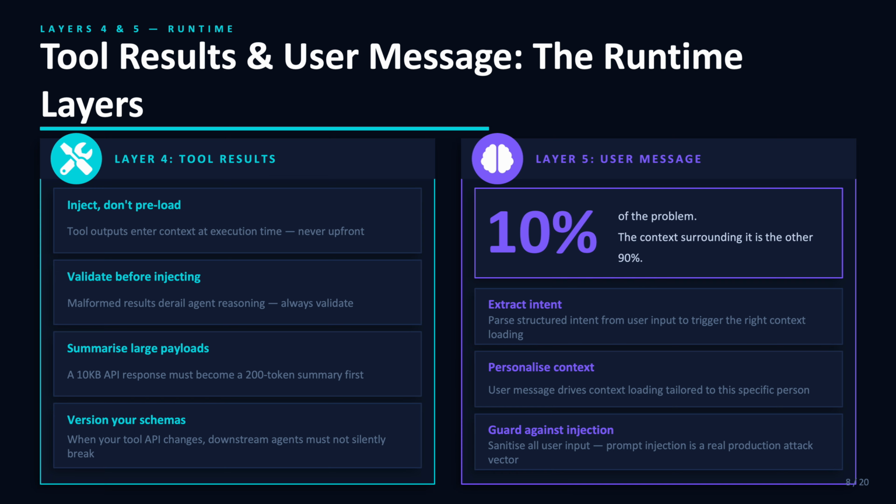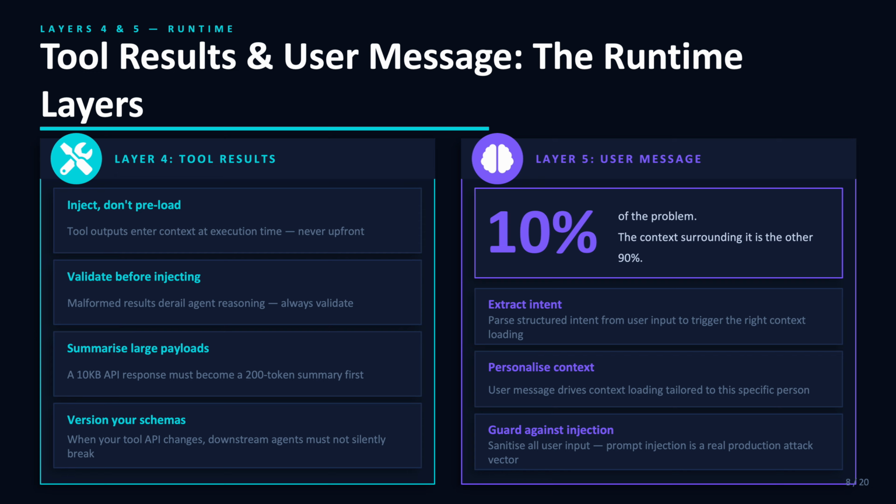Inject, don't preload. Tool outputs at execution time, never up front. Validate before injecting. A malformed or oversized tool result can derail the entire agent reasoning chain. Add a validation step between the tool call and the context injection.